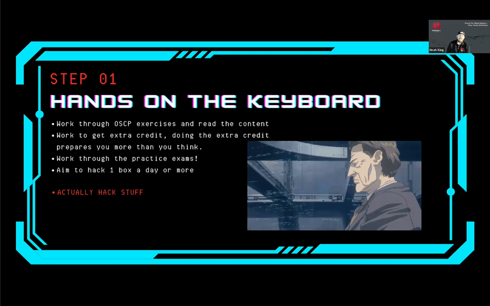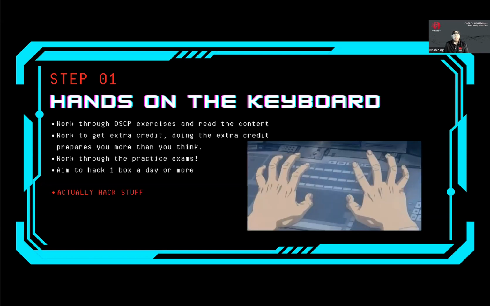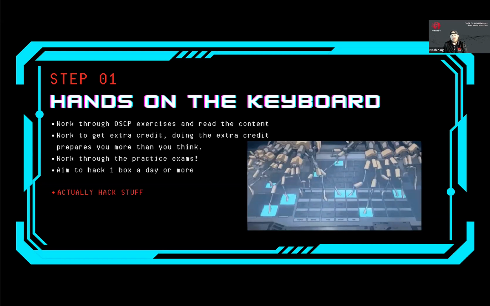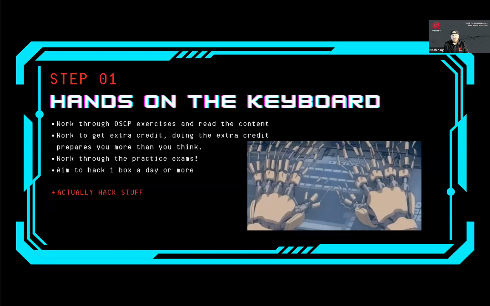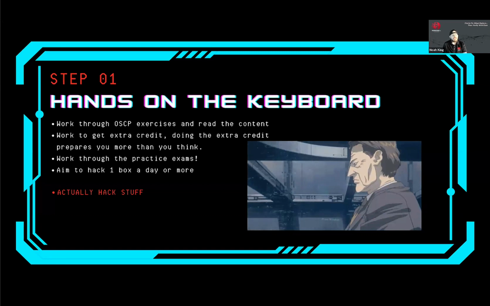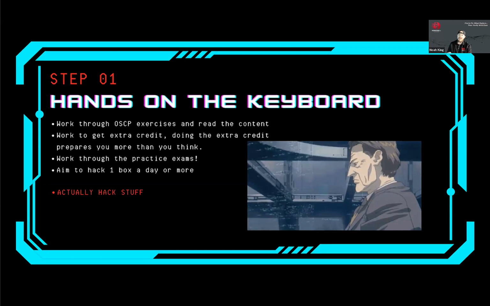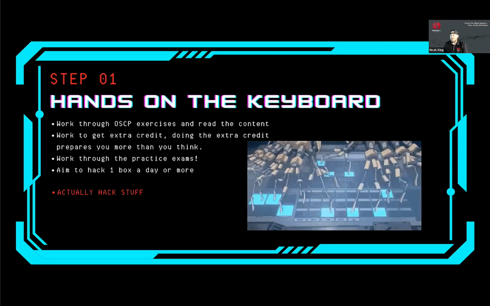They also have practice exams in the lab, which are exactly like the exam. They were called OSCP A, B, and C, and there were 6 machines. Do those and simulate what the exam is going to be like so you have an understanding. I did that, and I think that was the biggest thing that helped me pass.